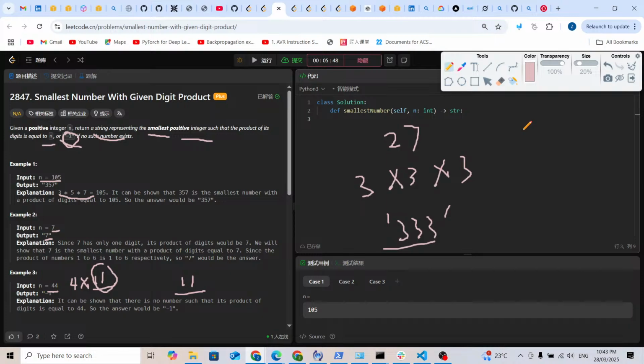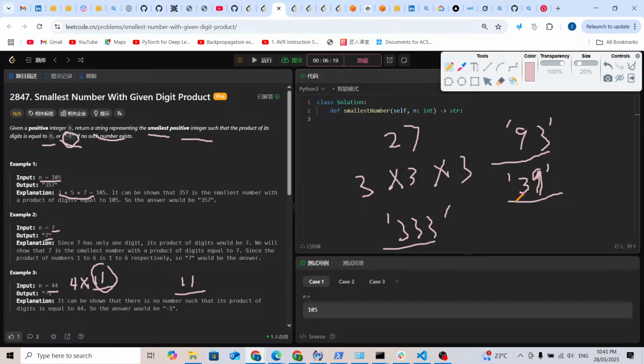So what about 3 and 9? For example, we're going to have 93. This is a string because 3 times 9 is 27. And definitely this is smaller than 333. But as you can see, why not we just put 3 first? Make it 39, because 39 is going to be smaller than 93. Can we find an even smaller number than 39? No, we cannot. So these are the only numbers we can find.